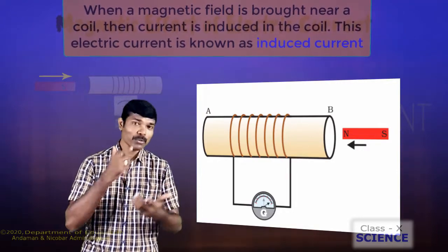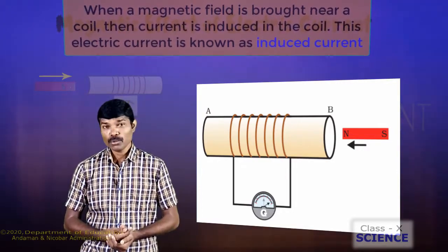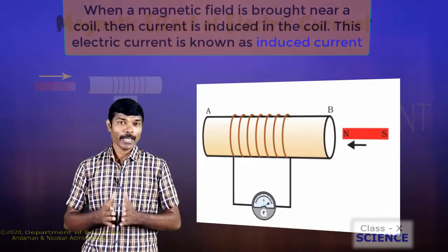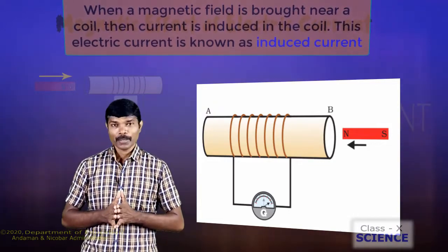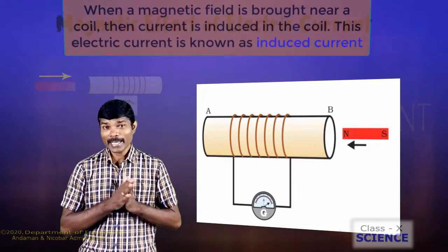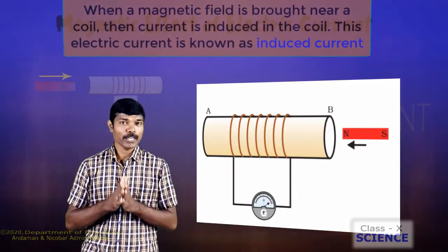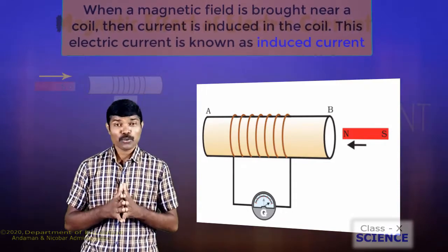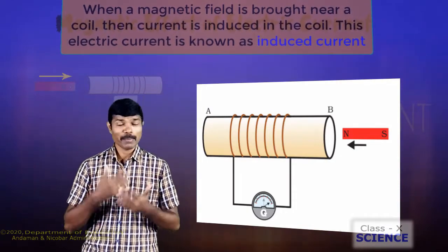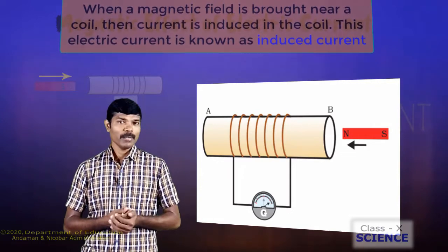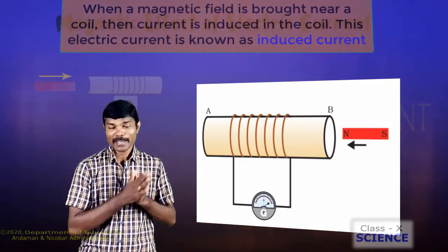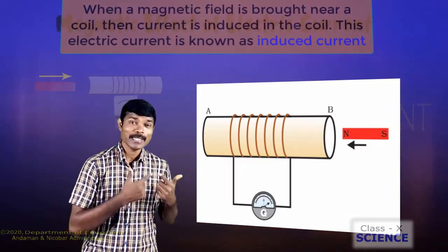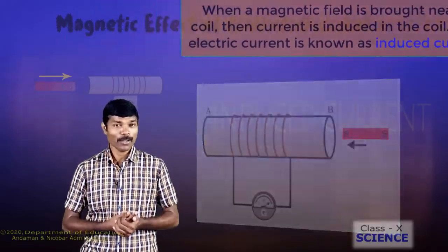The current so produced is what we call induced current, and the process is called electromagnetic induction. Here, introducing a magnet near the circuit produces current, so we call it electromagnetic induction. Here 'electro' refers to electricity, 'magnetic' means magnetic field, and 'induction' means we are introducing the magnet near the coil, which ultimately generates electricity in the coil.